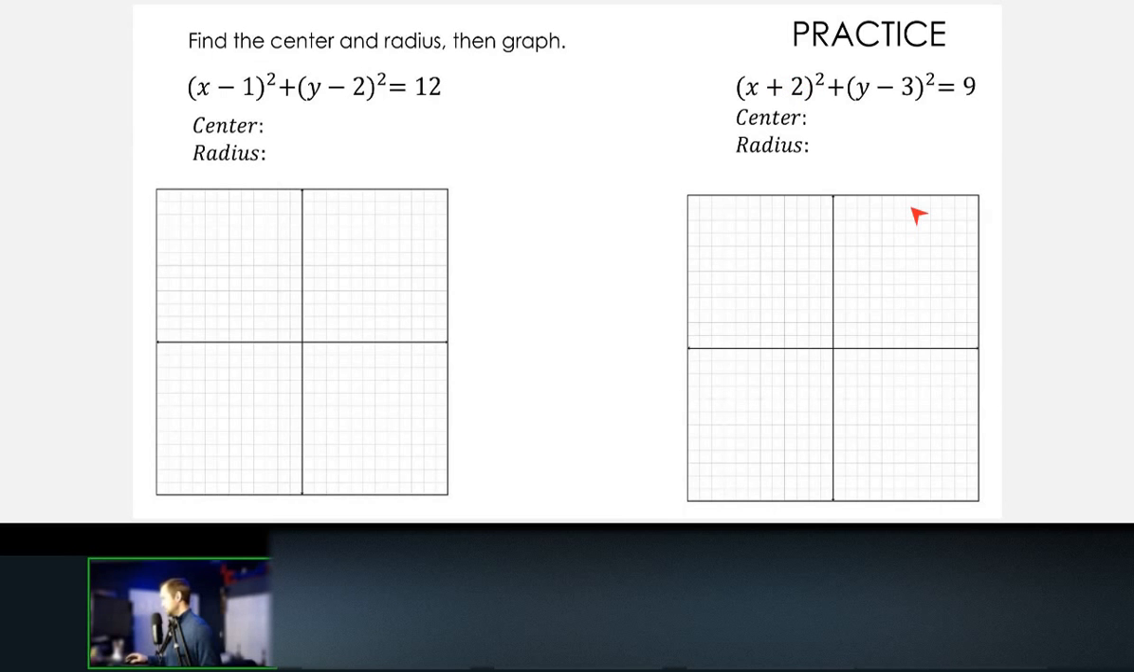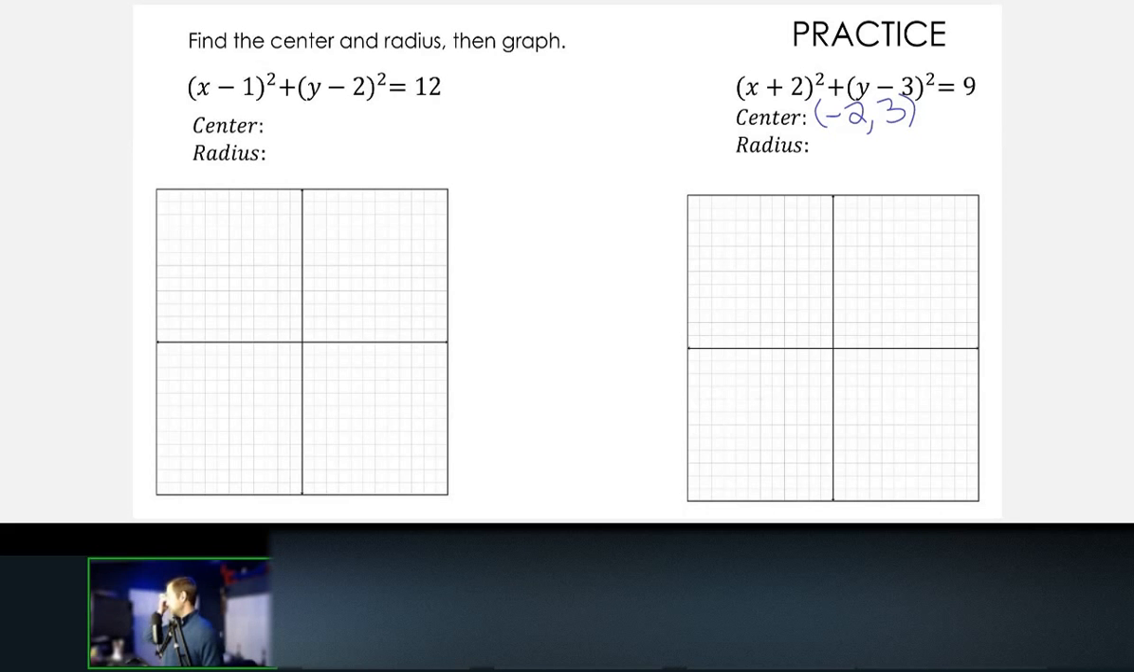And I see there's quite a few of you that did get it correct. But remember, it should be in the form of x minus h and y minus k. So the h value is -2, and then the k value is +3. So that is the center.